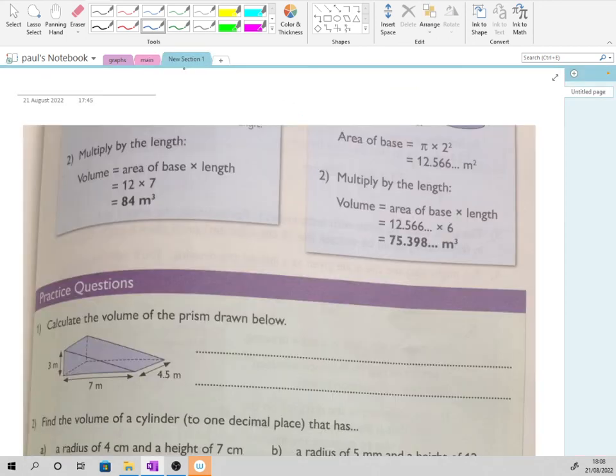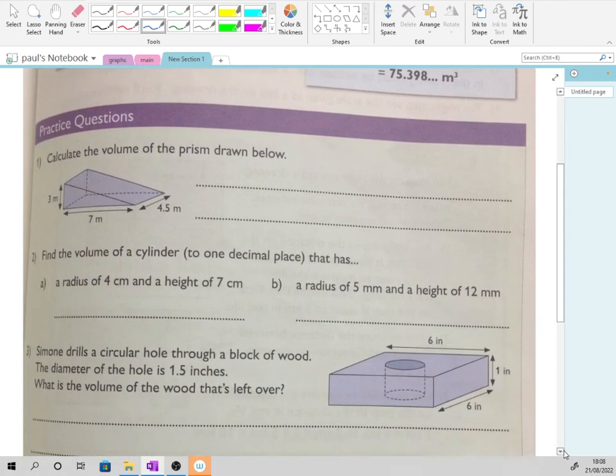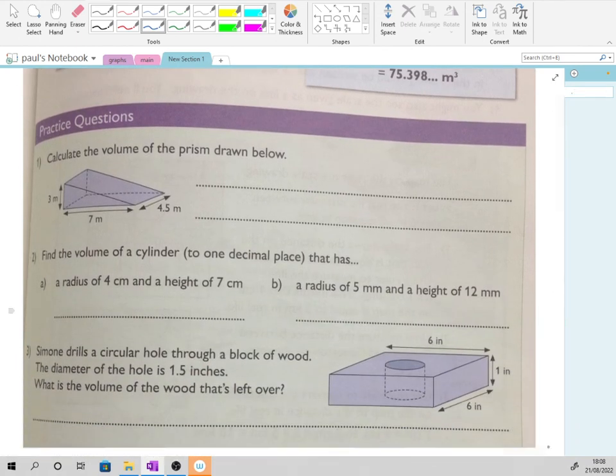So let's have a look and see what we've got in here. There you've got a cylinder with a cuboid. So let's do the top one. Calculate the volume of the prism drawn below. So remember, the volume of the prism is the triangle, which is half base height times the length, which equals a half times the base, which is 7, times the height, which is 3, times the length, which is 4.5.